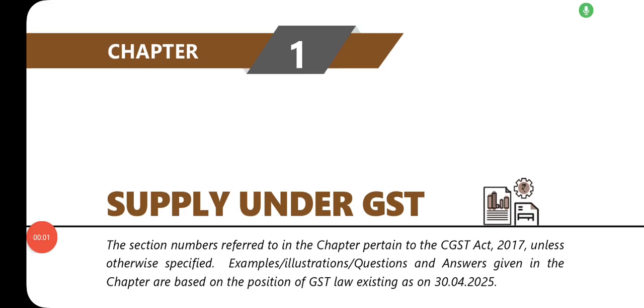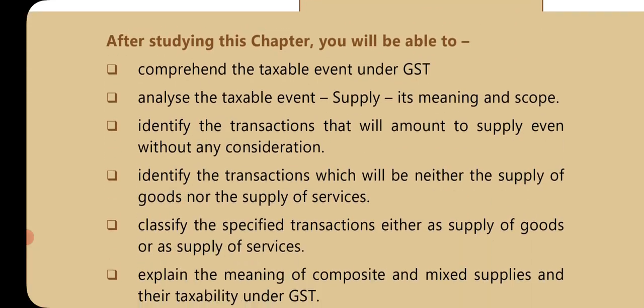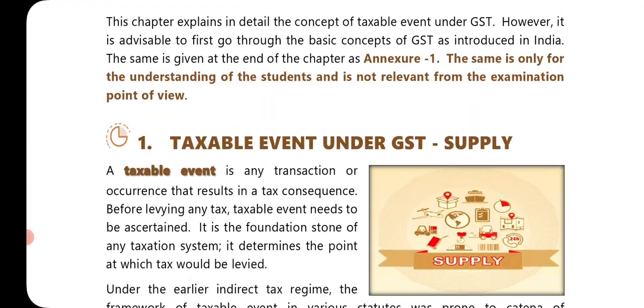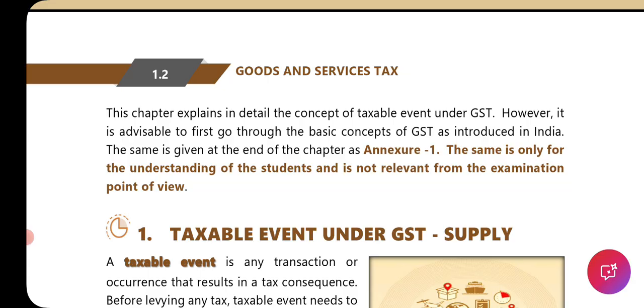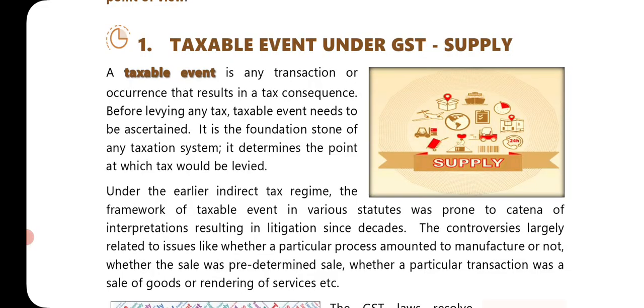Okay. So this is CA Final GST, chapter number 1, supply under GST. So let us do the quick thing. The basic concepts are not relevant for exam, but still they have given in annexure 1 for the reference purpose.